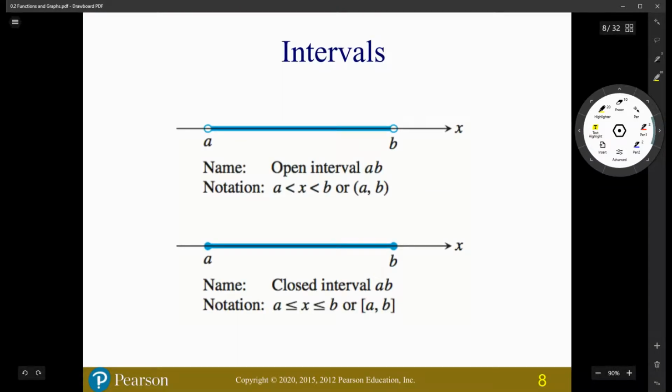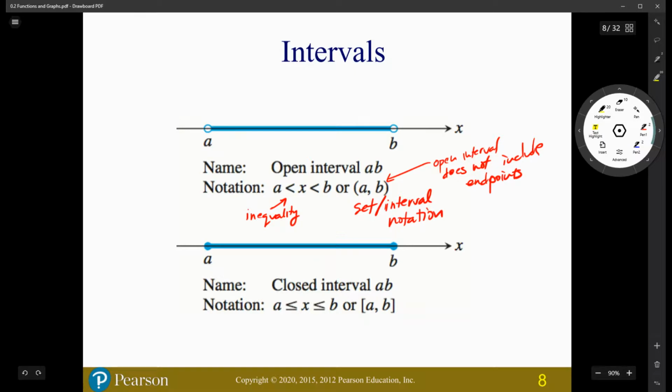Here's an interval. It is an open interval from A to B. So we can write this in either inequality notation or set interval notation. I'm going to call this set interval notation. So this represents all x's between A and B, but not including A or B. We see the open intervals there. Open interval does not include the endpoints.